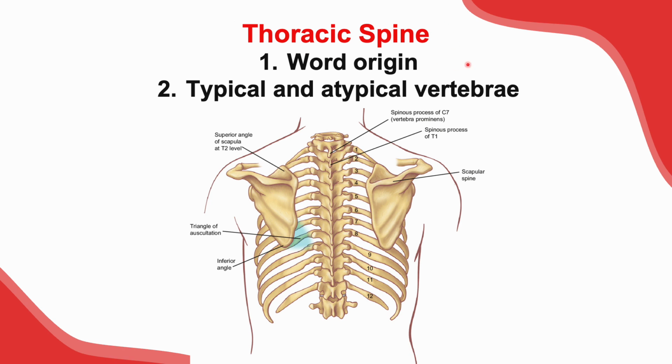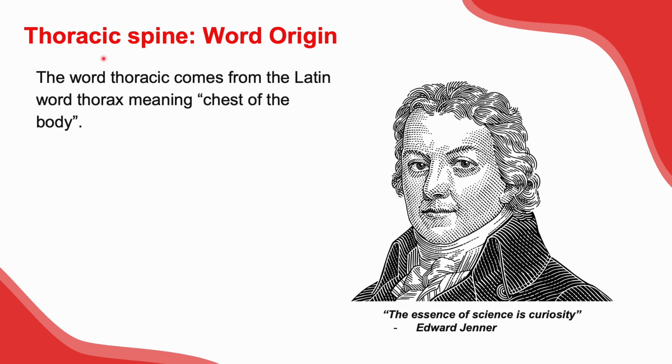Now we're going to jump into the thoracic spine, and as we did in the cervical, we're going to talk about the origin of the word thoracic, and then we're going to be discussing the typical and atypical vertebrae in the thoracic region. The word thoracic comes from the Latin word thorax, which means the chest of the body. So basically, when I say thoracic spine, I mean the vertebrae of the spinal column that are found in the chest area of the body.